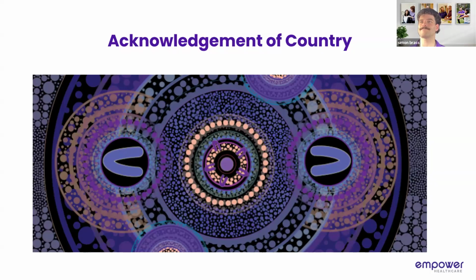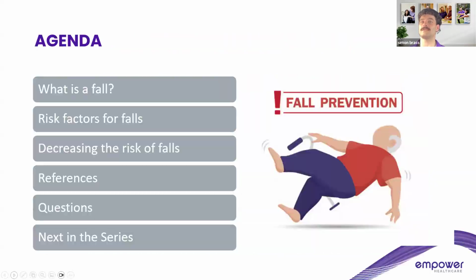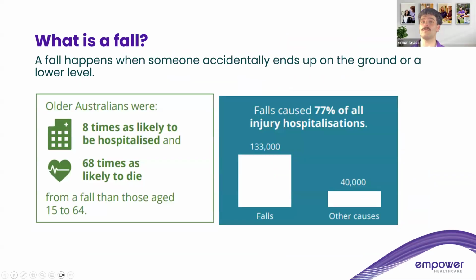Islander people today. So on today's agenda, we're going to talk about what a fall actually is and some of the statistics and facts around falls in Australia. So what is a fall? A fall happens when someone accidentally ends up on the ground or a lower level.